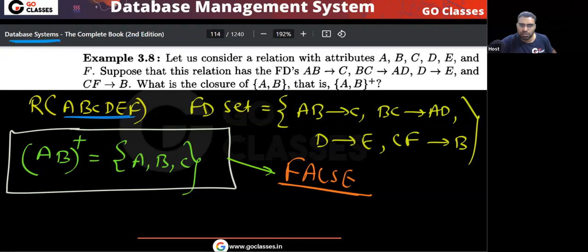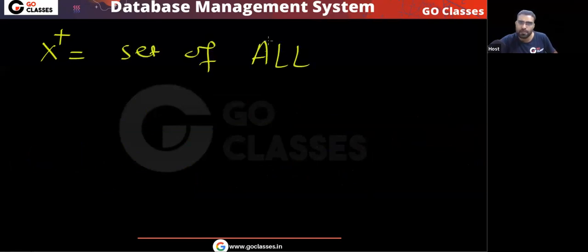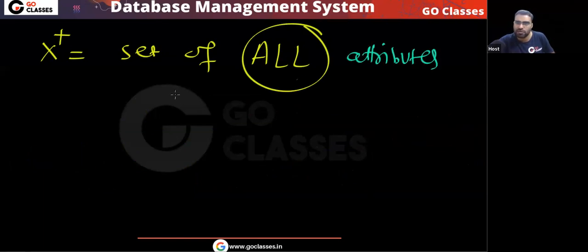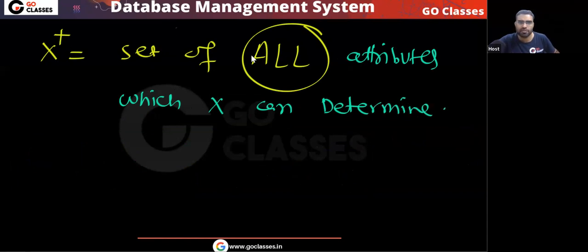Why? Because remember, when I say X closure, what does that mean? Please understand, X closure is the set of all attributes which X can determine. Set of all attributes which X can determine. Is this clear? You must take all the attributes which X can determine. Is this understood? Please tell me.